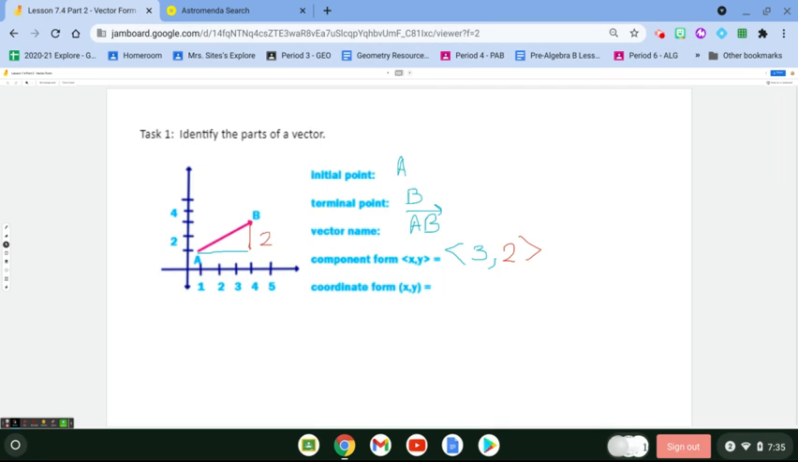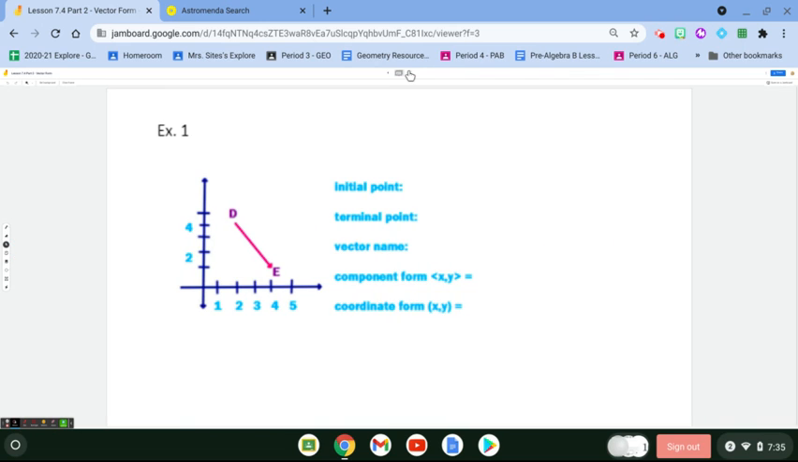If I were asked to write this in coordinate form, that would be like asking, how many places did I slide to the right and up to get from point A to point B? That's how this all relates back to translations. So I would be going 3 units to the right and 2 units up. That's how I'd write this in coordinate form. All right, how about you try this one? Write down the initial point, the terminal point, the vector name, the component form with your horizontal then vertical component, and then the coordinate form. Pause your video and see if you can get these correct.